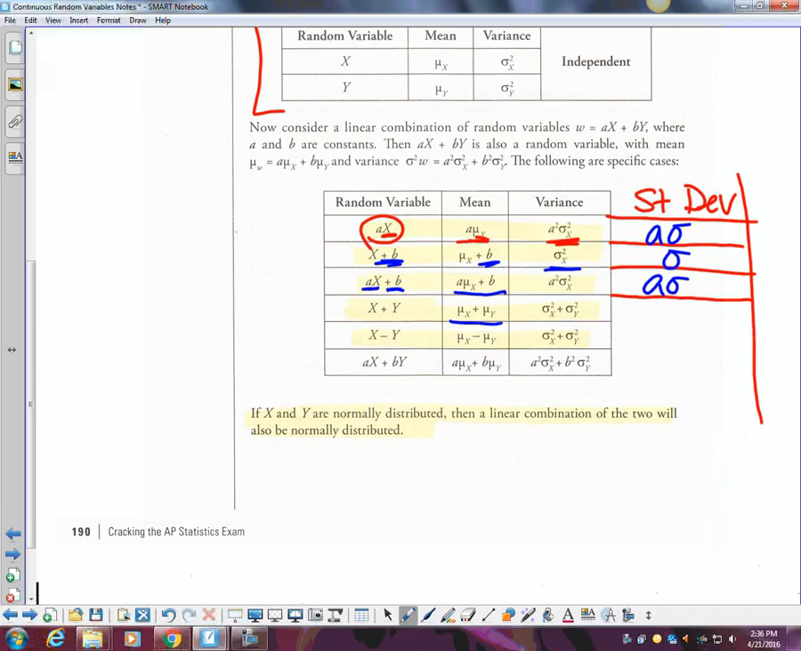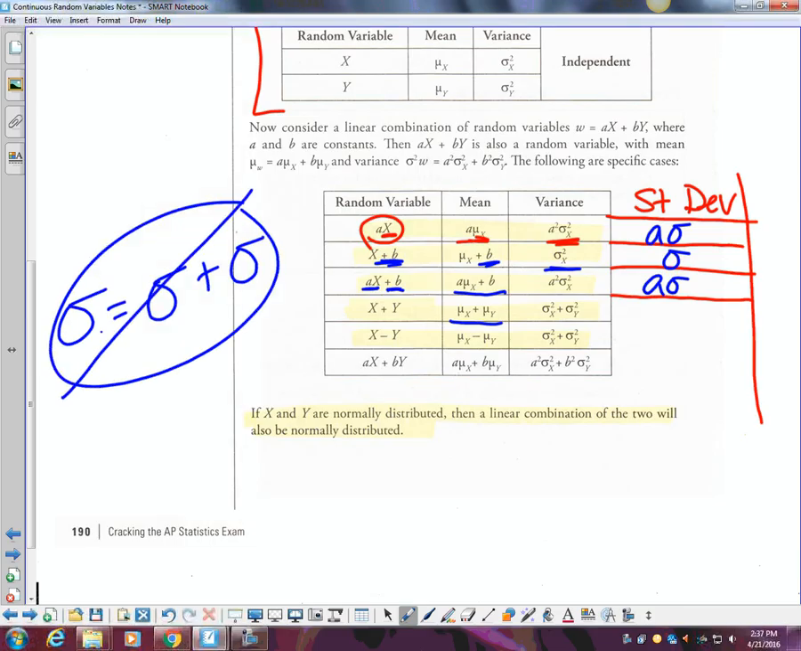The AP test is not ever going to ask you, what's the sum of their variances? What are they going to ask you? What's the sum of the standard deviations? So you've got to remember that there's no relationship between the two standard deviations. Standard deviation of the total does not equal the two standard deviations added together. The variances are related. So how does that translate over here?